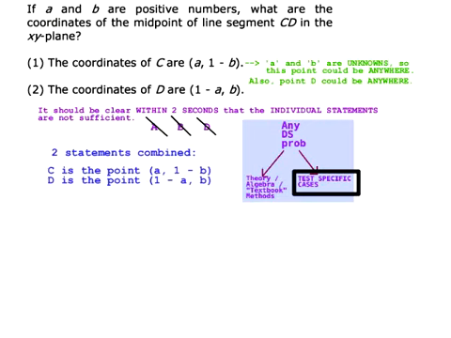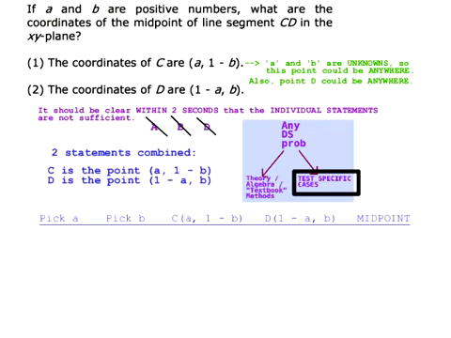Yeah, you give values to A and B, because once you have A and B, it's going to generate the points C and D. And then you're going to find the midpoint of those. So pick A, pick B, and then point C is (A, 1 minus B). Then D is (1 minus A, B). And then what's the midpoint?